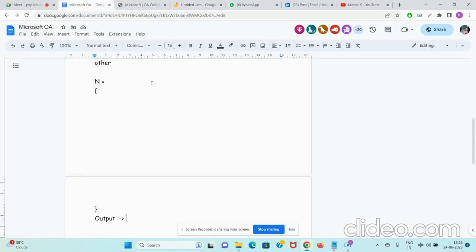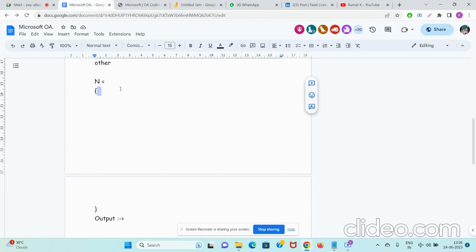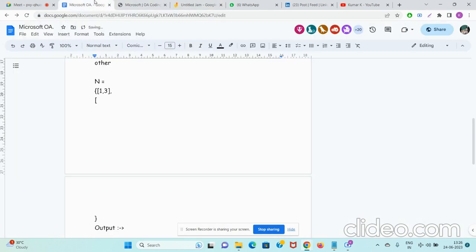So let me write. One interval is 1 to 3. It looks like this. Another interval given to us is 2 to 8, and 12 to 13.